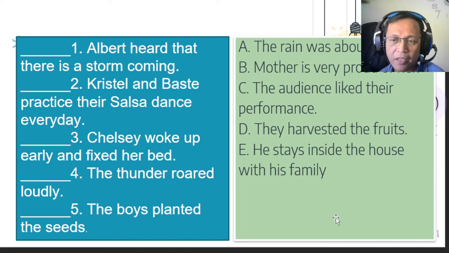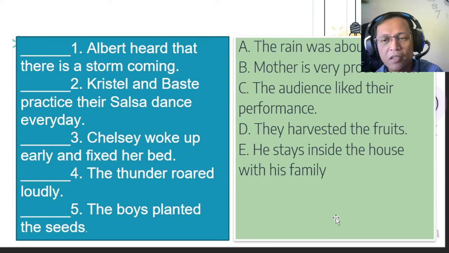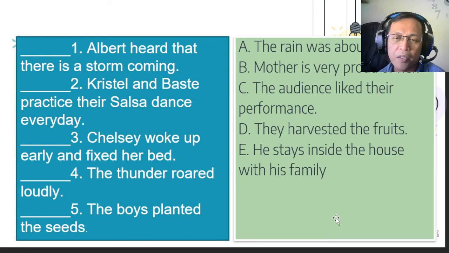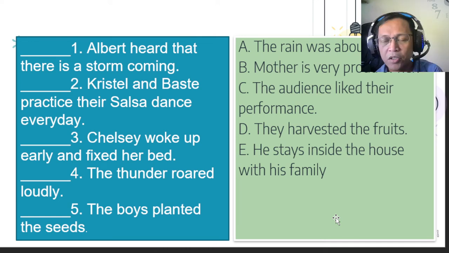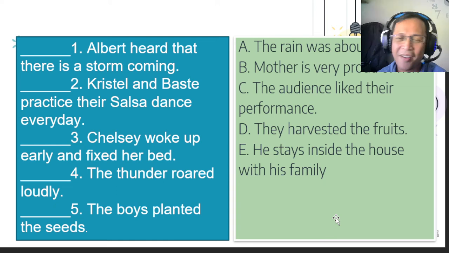For the possible ending, the choices are A, the rain was about to fall. B, mother is very proud of her. Letter C, the audience liked the performance. Letter D, they harvested the fruits. And letter E, he stays inside the house with his family. Again, you are going to match the situation on the left to the possible ending that you will see on the right. Write only the letters of the correct answer. Right.